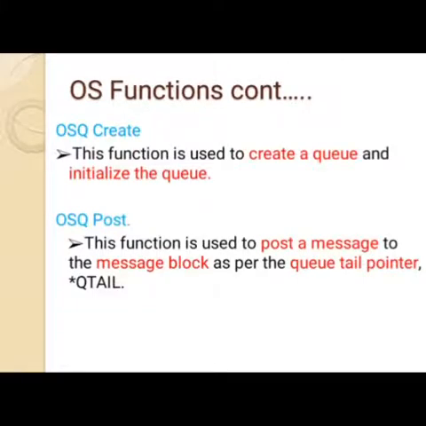First one is OS queue create. This function is used to create the queue and initialize the queue. Next one is OS queue post. This function OS queue post is used to post a message to the message block. So the OS queue post function is used to post or send a message to the message block.